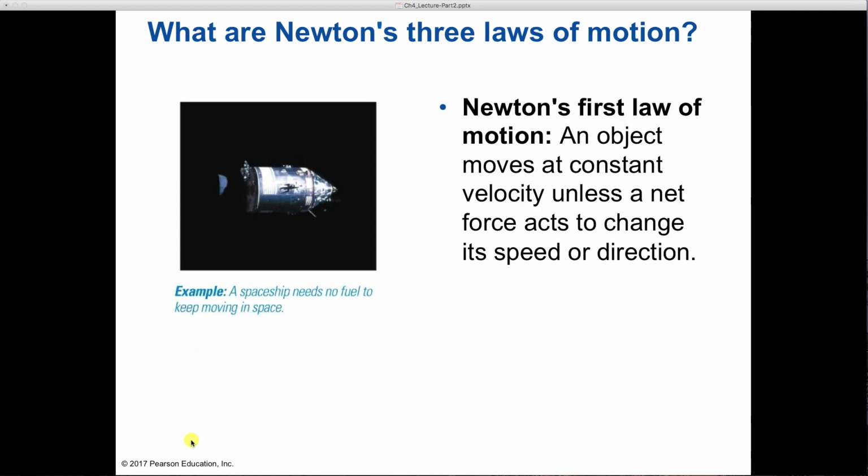So Newton's first law is often called the law of inertia, and it's just a written law. It doesn't really have an equation for it, but it basically says, as it's written here, an object will move at constant velocity unless a net force acts to change its speed or direction. So by net force we mean some total unbalanced force.